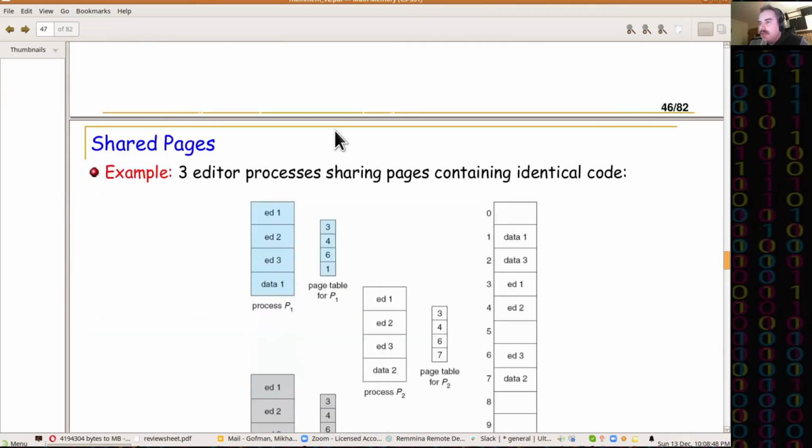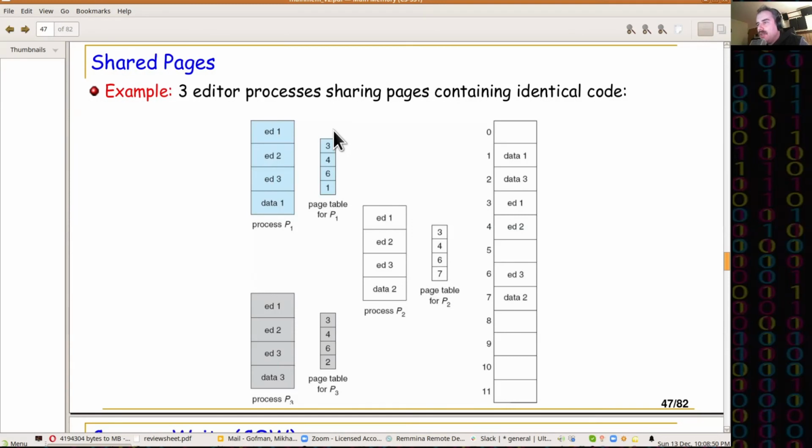Let's take a look at how this will work in practice. We have started 3 instances of the editor process, and it looks like each editor has 4 pages. Those are the page tables of each editor, and this is the physical memory. The first 3 pages contain the code of the editor, and then the last page contains the data that is being edited.